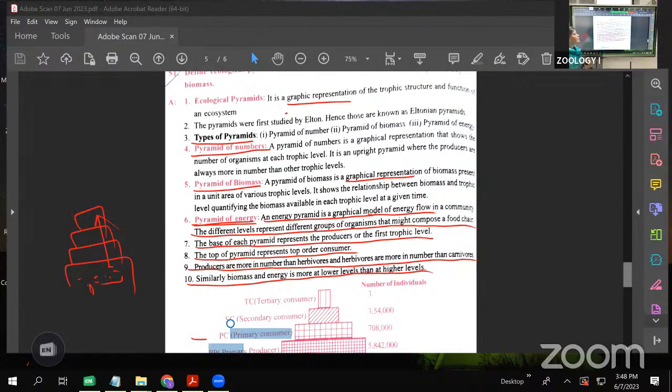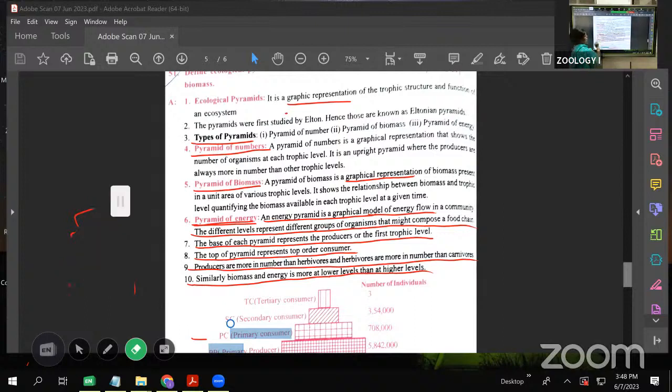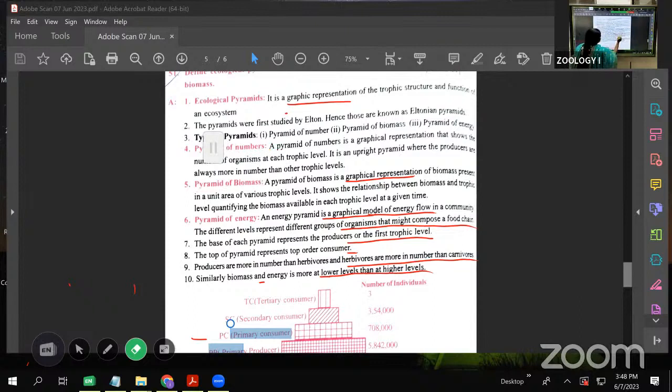This one is about the pyramids. It is a graphical representation. This is an important one. You practice this one.